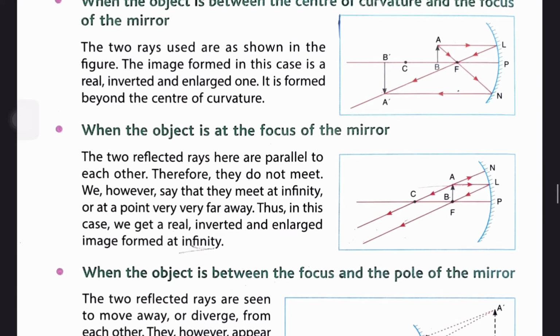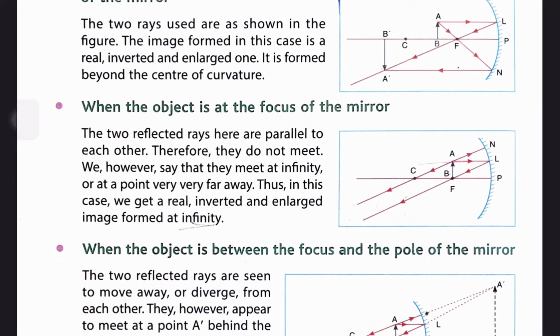Next, when the object is between the center of curvature and the focus of the mirror, the two rays used are as shown in the figure. The image formed in this case is a real, inverted and enlarged one. It is formed beyond the center of curvature.